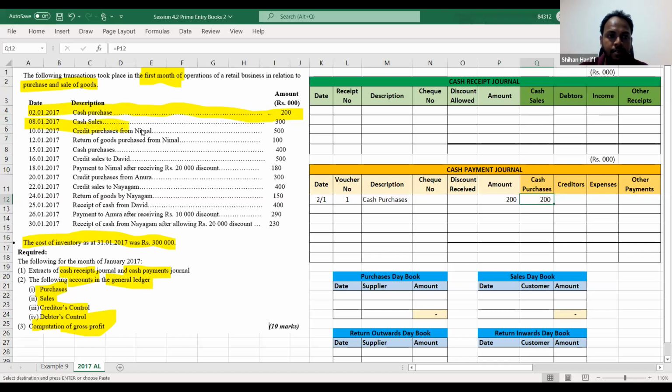Cash sales. We are selling on cash. So it's a receipt. When we are selling on cash, we get cash. 8th January, receipt number 1, amount 300. We categorize it under cash sales.